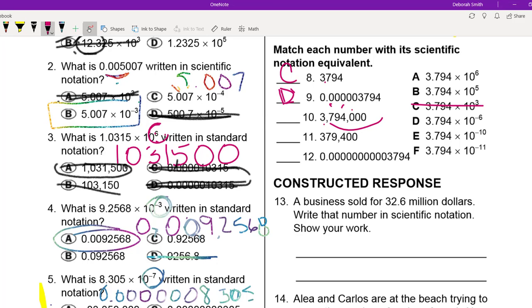Here, we're going to be moving that 6 times. It's a positive 6 because it's a big number. Here, it's going to be a positive 5 to move that decimal for that big number. Oh my goodness. I'm going to count all these. 1, 2, 3, 4, 5, 6, 7, 8, 9, 10, 11.